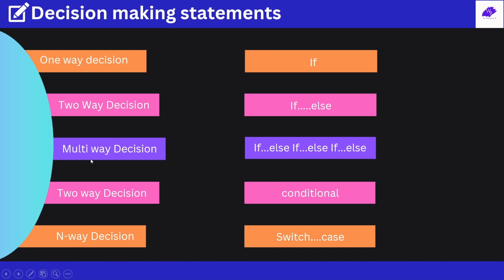In a multi-way decision making statement, there are many conditions. If this condition is true, then it executes. Else if means that if the first condition is false, it will check the other else if conditions until the last option, that is else. If every condition is false, then the else part is executed. The two-way decision is like conditional statements, and the n-way decision making statement is the switch case.